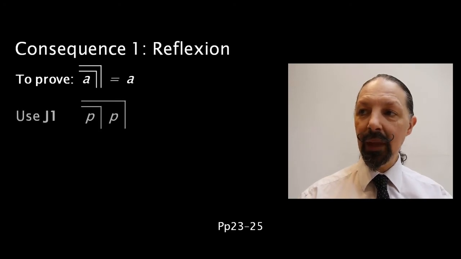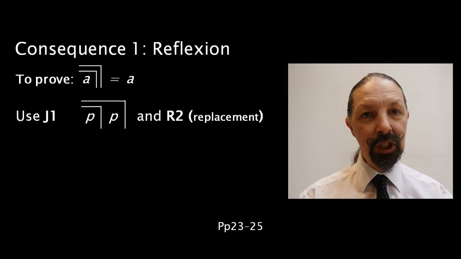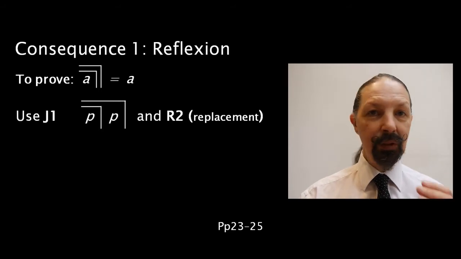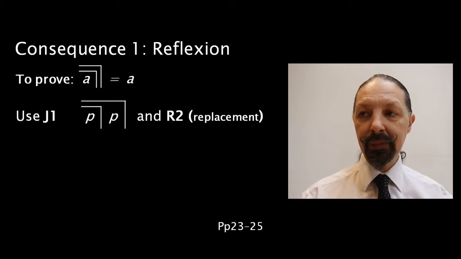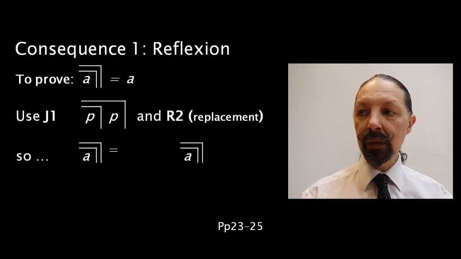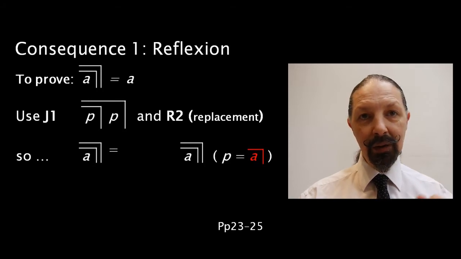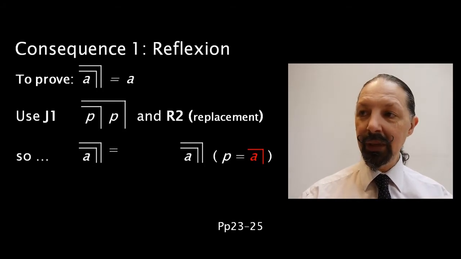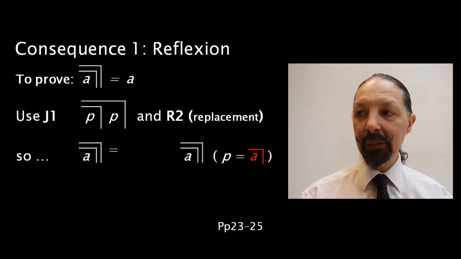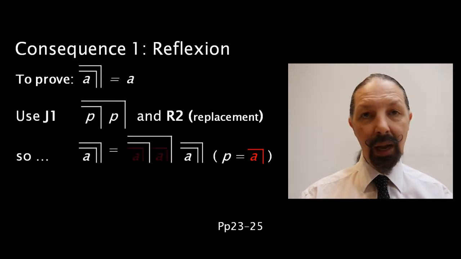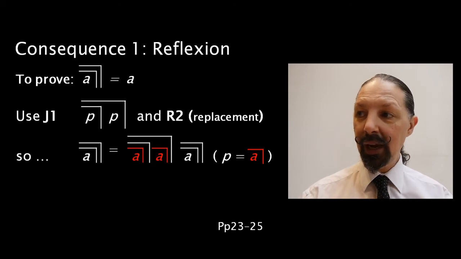Let's see. First of all, we're going to use J1, and we're going to replace the P term with something else. We're going to use A mark for each instance of the p-term, and we're going to put that expression beside a mark over mark because it's equivalent to the unmarked space, so we can put it anywhere there is a blank space. And that's the replacement and the positioning.